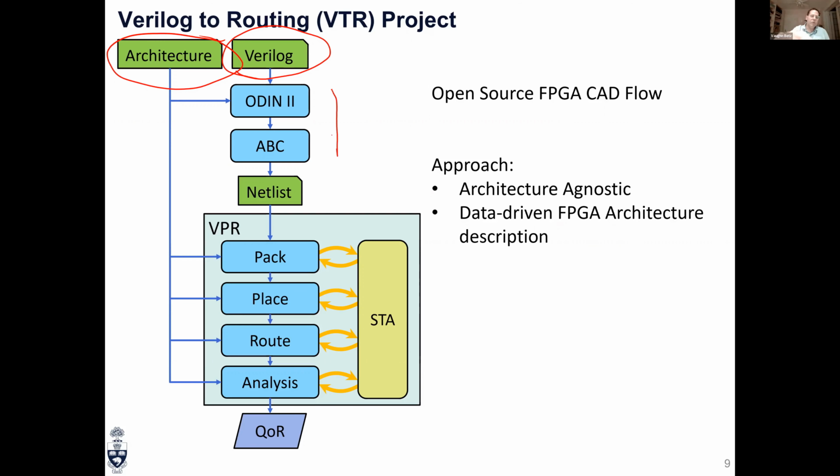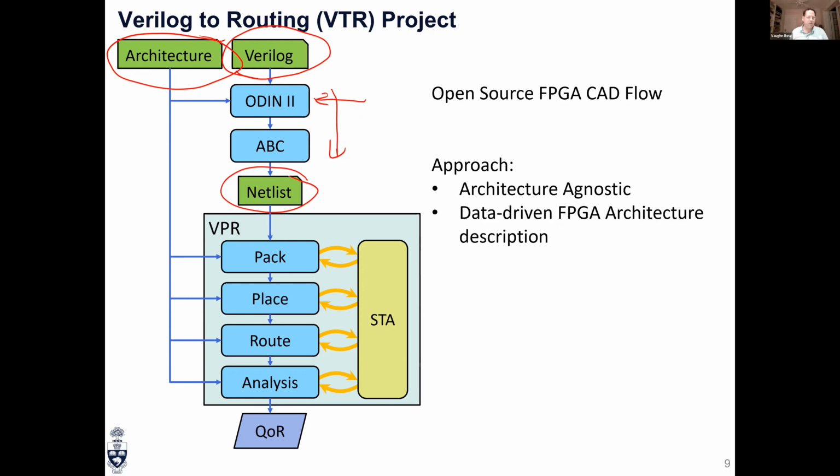A couple of tools do the front-end synthesis. So Odin 2 understands the Verilog language. ABC is the logic synthesis tool from Berkeley. So it optimizes and technology maps to lookup tables. Odin 2 basically finds the hard blocks like RAMs and DSPs and so on and protects them so ABC doesn't change them. Out of that comes a netlist.